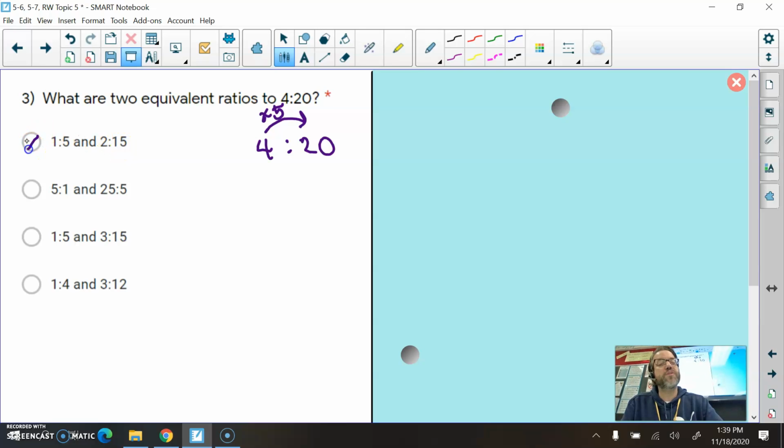Uh-oh, that doesn't work. Here, 5 times 5 would be 25, not 1. 1 times 5 is 5. 3 times 5 is 15. Here, 1 times 5 is 5, not 4, so that's no good. So that's another way you can do this, and it works really well if your values happen to be compatible like they are here. 4 goes into 20 exactly 5 times. So just another way of doing that same type of problem.